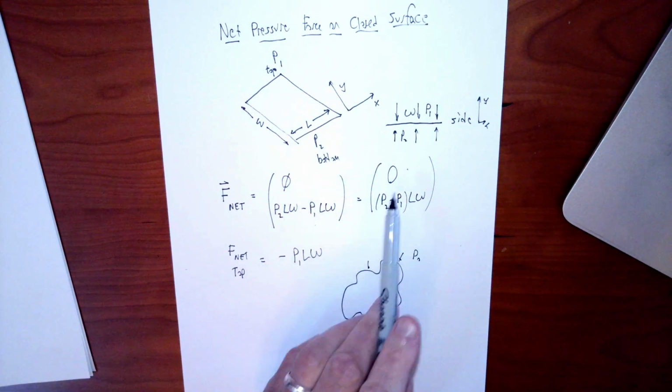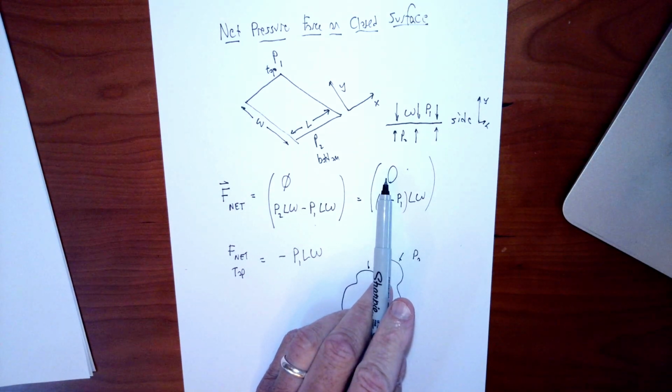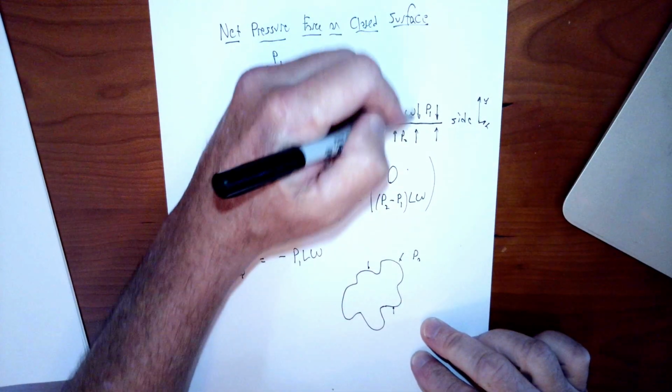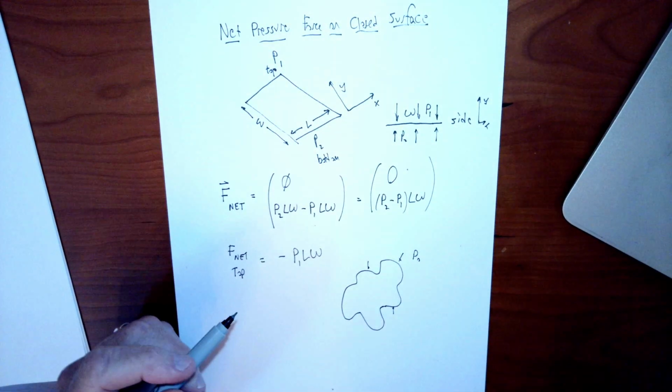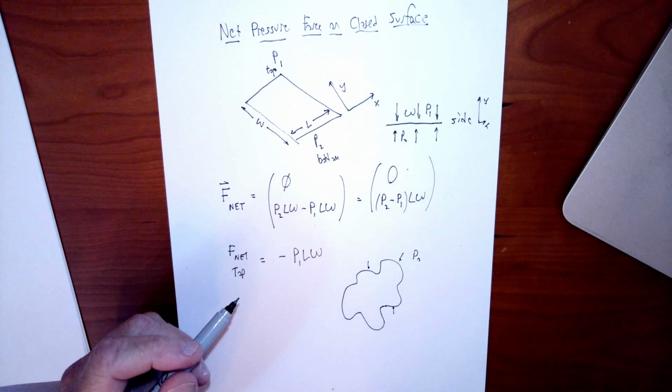There is no net force in the X direction because the pressure is pushing only in Y. Pressure only exerts force normal to the surface. The surface in this case is facing the Y direction in both directions. It's facing positive and negative Y. So there's no X force simply because there is no pressure force in the X direction on this surface.